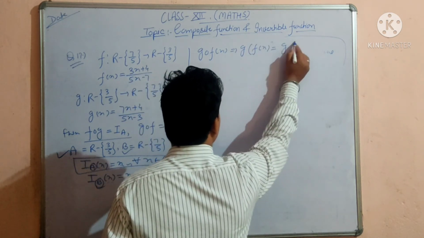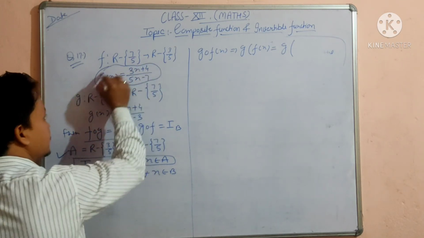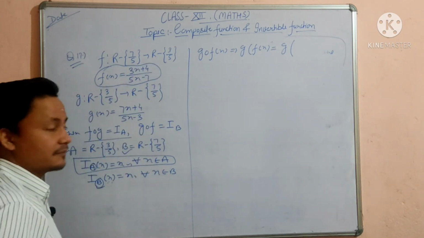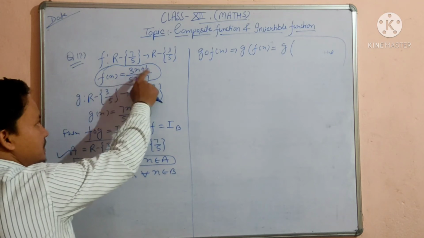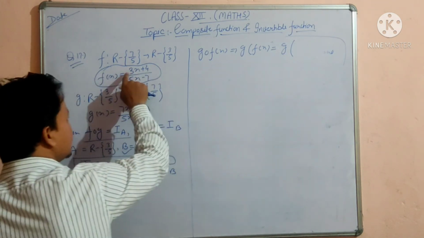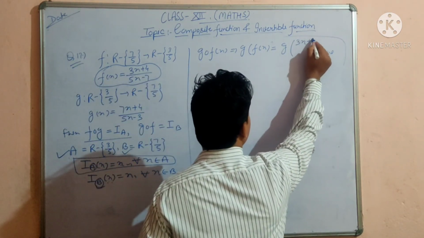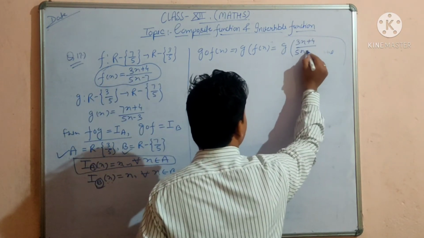Now see, g of what is f(x), beta? f(x) is given as (3x + 4)/(5x − 7). So we'll replace the value of f(x) from here to here. So g of f(x) means g of (3x + 4)/(5x − 7).